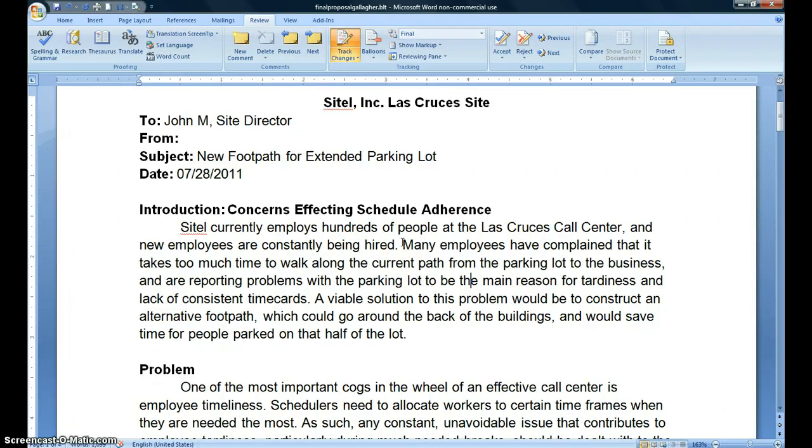And then you have the problem. Many employees have complained that it takes too much time to walk. Then he talks about the solution, a very quick sentence. It says that this proposal discusses the problem and the solution. If you don't want to include that, that's fine. For some of you that might feel redundant, but it does reiterate what happens in the document.